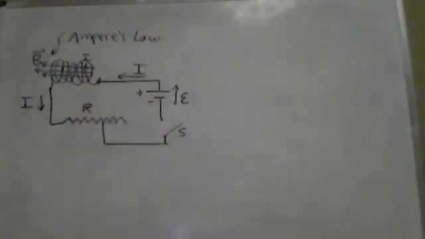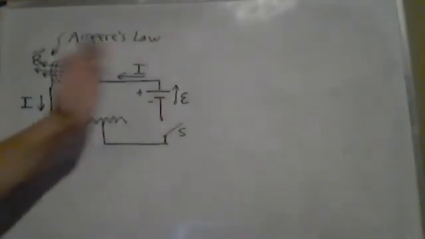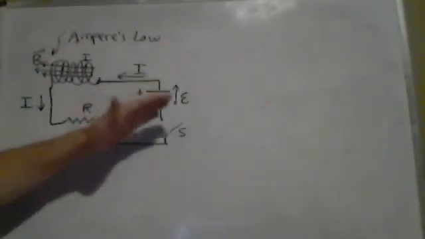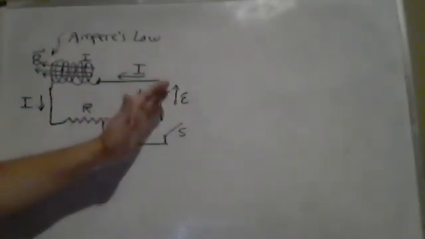Just like the discussion of the transformer, I have a current going through a coil. There's going to be a magnetic flux. Now, here's something that's very interesting. Let's say that the current starts from 0 and gradually builds up.